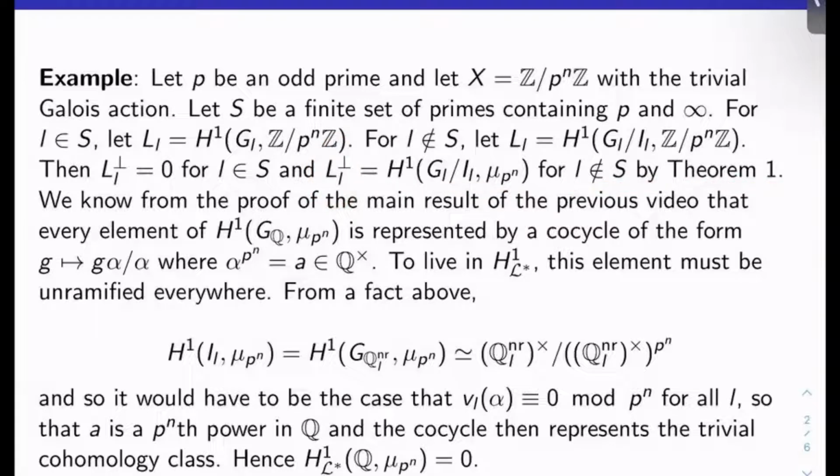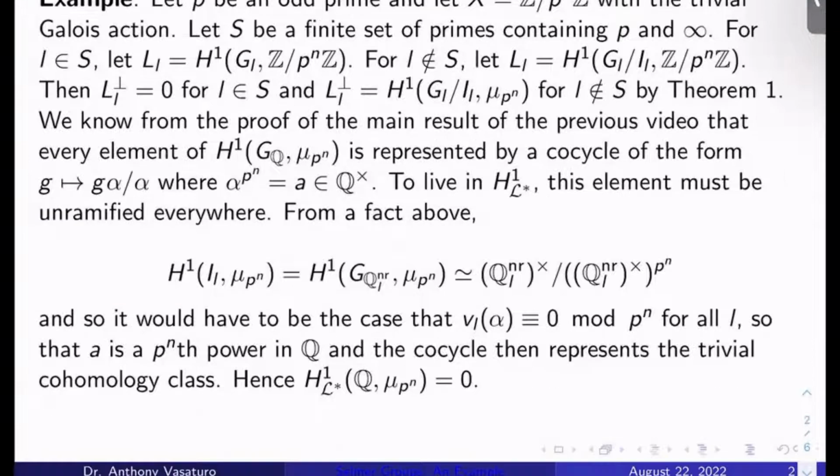If you were to look into the proof of the main result from the previous video, you would see that every element of H^1 of G_Q, mu_{P^N} is represented by a cocycle of the form g maps to g(alpha)/alpha, where alpha to the P^N, which we'll call a, is in Q^*. Now, to live in H^1_{L^*}, this element must be unramified everywhere, just based on the setup we have up here. By a fact from a previous video, H^1 of I_l, mu_{P^N}, which is H^1 of G_{Q_l^nr}, mu_{P^N}, is isomorphic to Q_l^nr cross mod P^N-th powers.